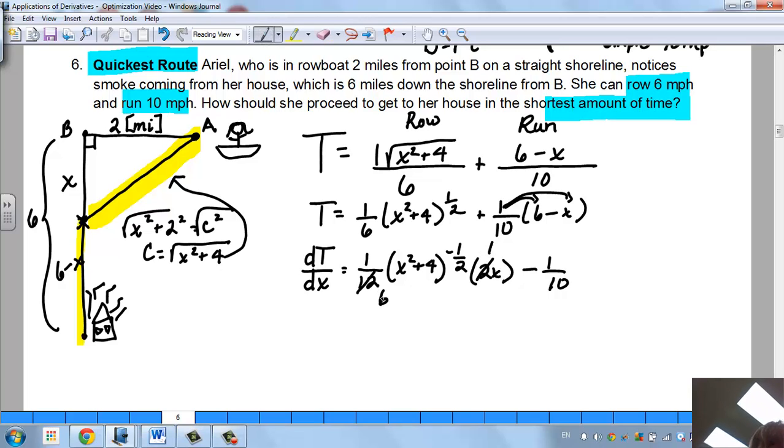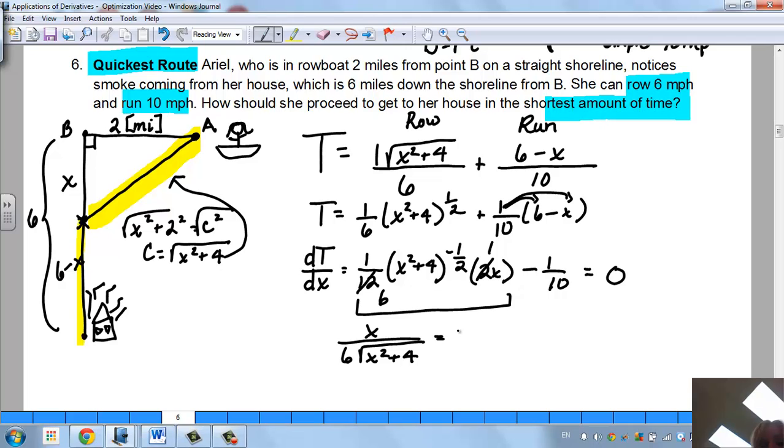So I end up getting, okay, I'm going to rewrite this term right here. So I have x on the numerator, and the 6 would be in the denominator. I'm just going to rewrite what it was, the square root of x squared plus 4. And this we're going to put equal to 0 because that's how we find the optimum. So if I move this over here, it'll be equals 1/10.